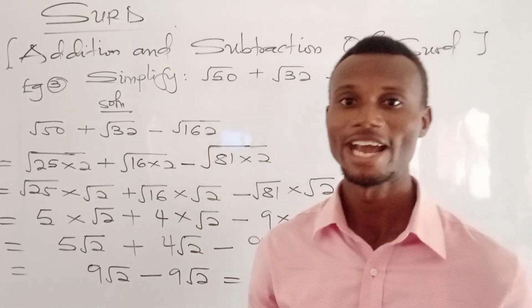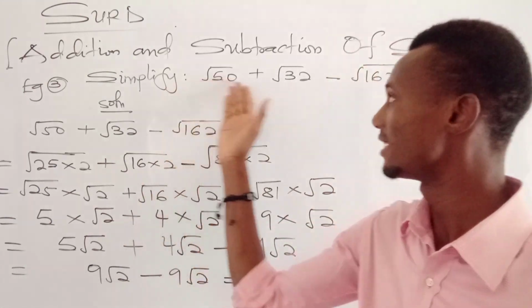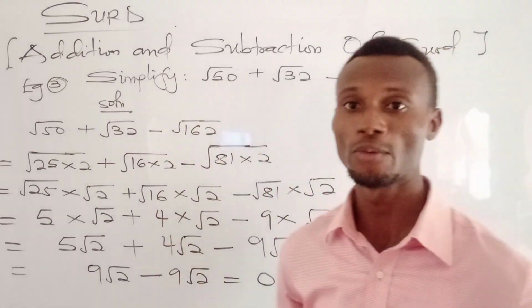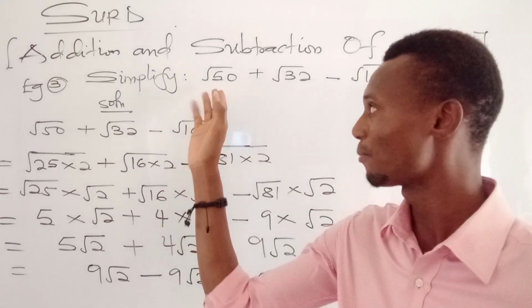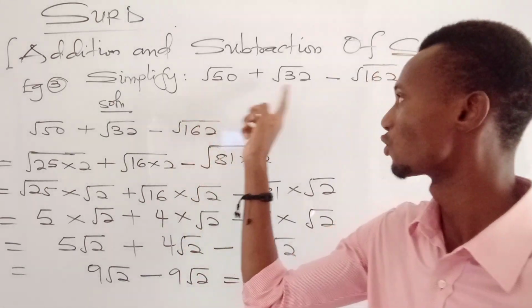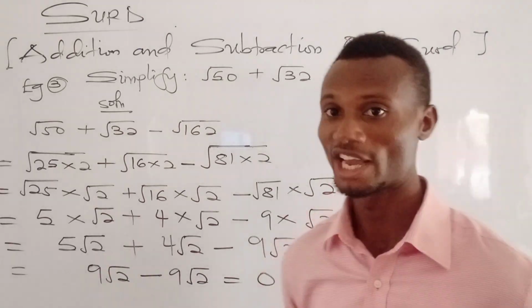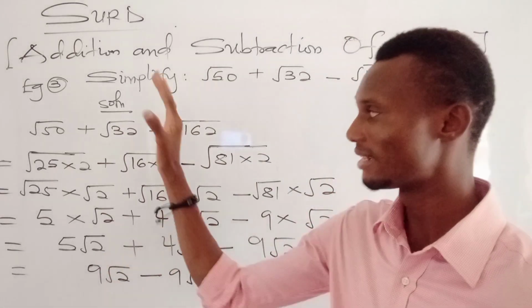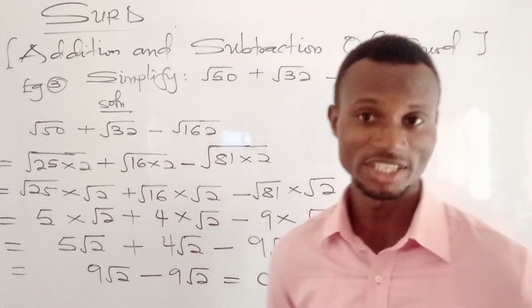I hope the explanation is clear enough and you understood it as well. If you type this whole thing on the calculator, it will give you a straight answer, which is 0. So if you like, you can check. Type root of 50 plus root of 32 minus root of 162, and the calculator will give you a straight answer, which is 0. But this is the process you need to go through to arrive at the answer, which is 0.